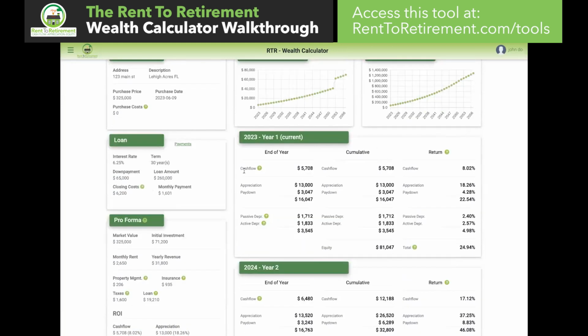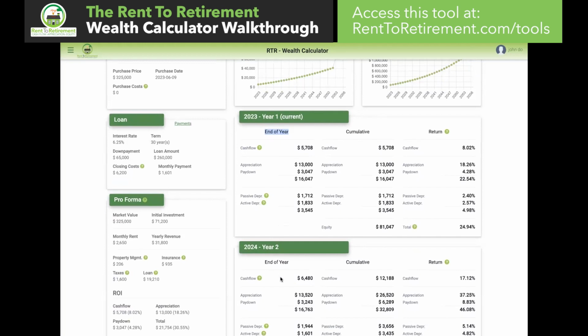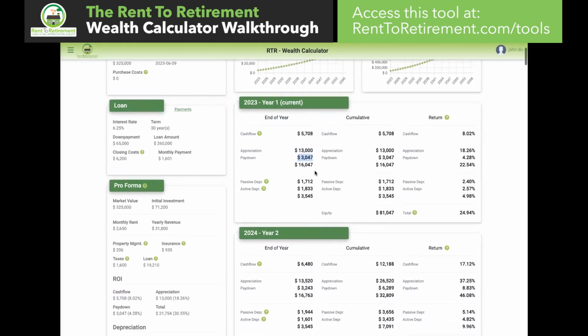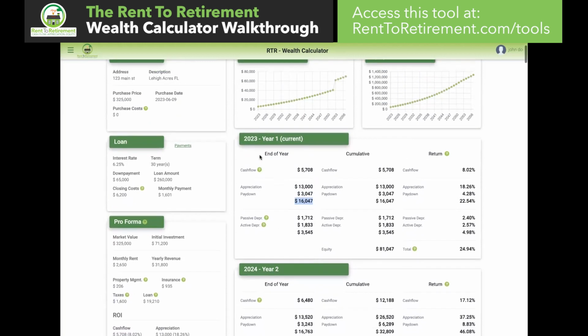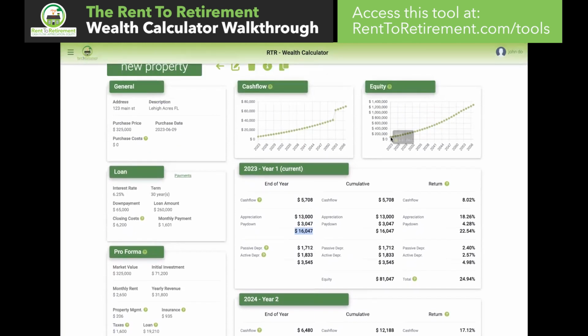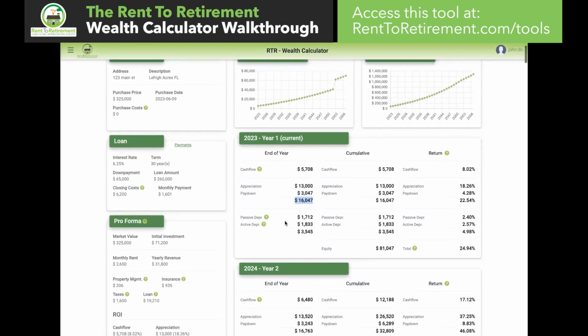So we look at over here, year one, end of year, and this would be the case for each year that you own this property. End of year shows you what your total cash flow was, total appreciation based on our assumptions, the loan pay down based on the amortization scale. And here is your total equity. If you look here on the equity graph, that's where you're combining your down payment. The $81,000 here is your down payment initially, plus this $16,000, that's appreciation and debt pay down after 1 year.